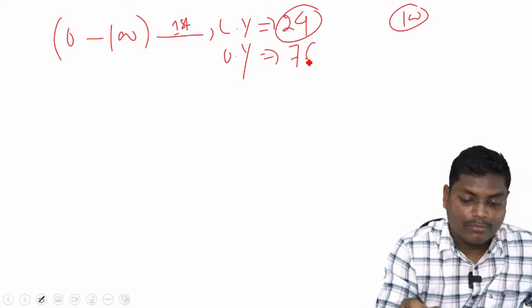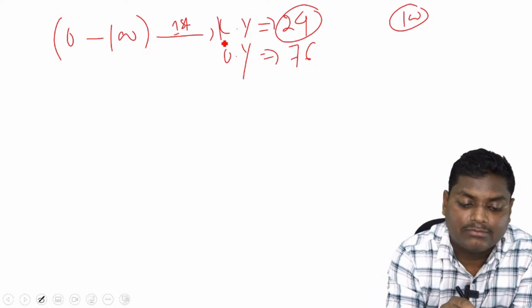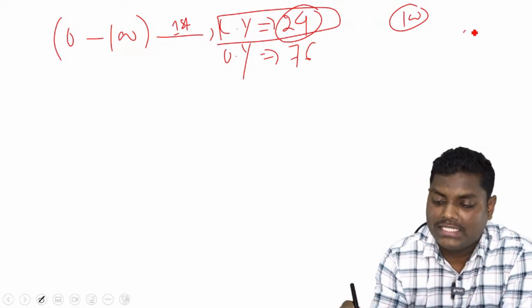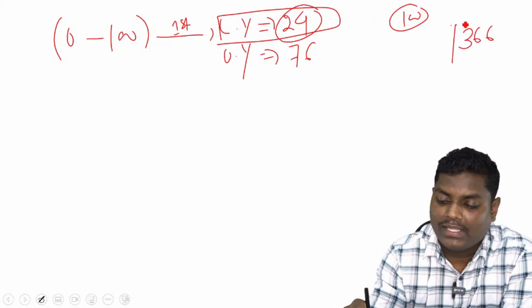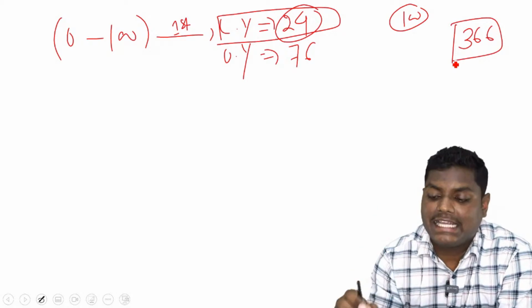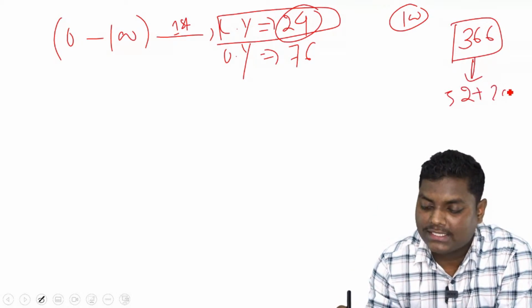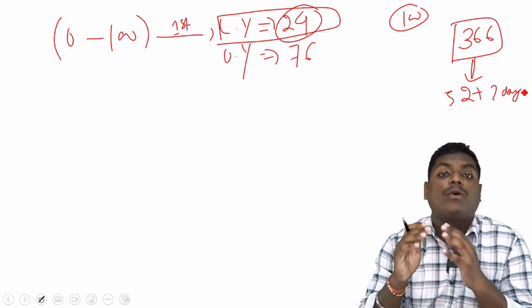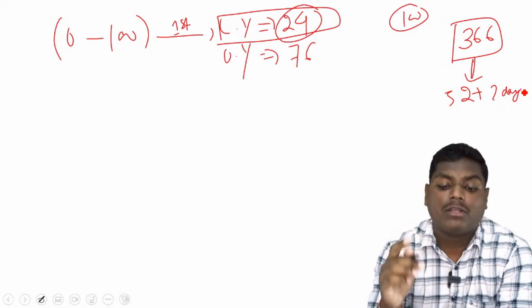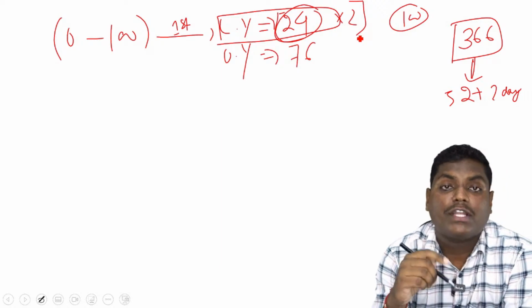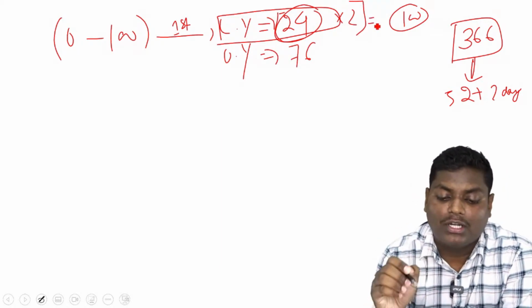Now I'll just remind you of the fact that in a particular leap year, we were seeing 2 odd days extra. We have seen this. In a leap year, we are having 366 days. Basically, it will be 52 weeks plus 2 days. So for a particular leap year, we'll be having 2 odd days. So just multiply this 24 into 2. You'll get the number of odd days over here.